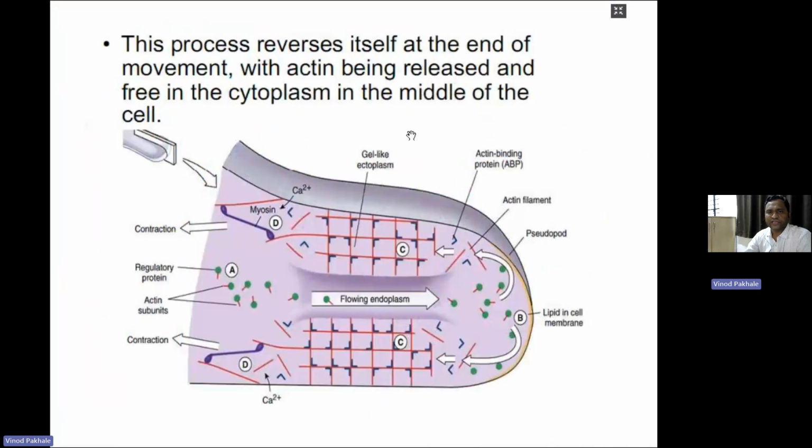So it consists of gel-like ectoplasm, actin binding protein, then actin filament, then pseudopod, lipid in cell membrane, contraction regulatory protein, actin subunits, and this is the contracting unit. So this pseudopod helps in the movement of fluids in and out of the cell.